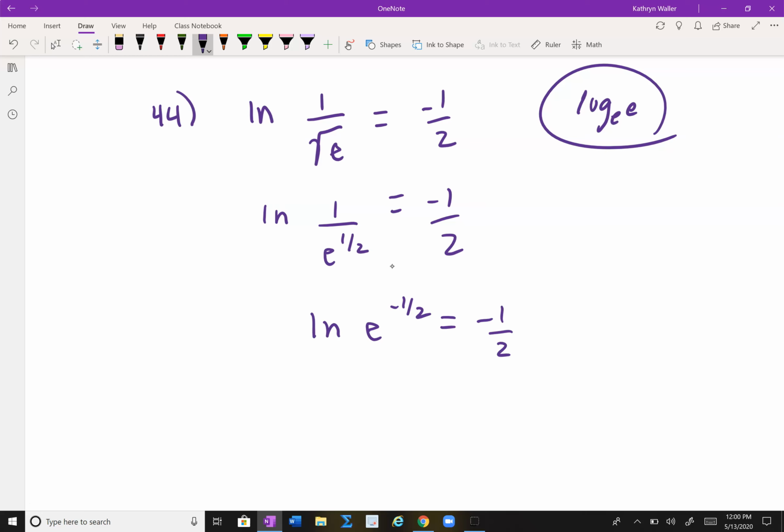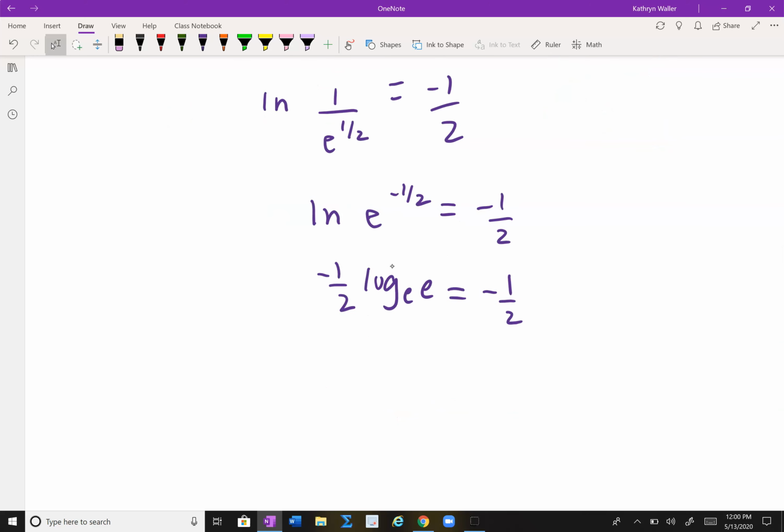Then I'm going to put it in front. So I have negative 1/2 log base e of e, which is negative 1/2. I could keep writing it as ln of e if I wanted to. It's the same thing. Log base e of e is a 1. 1 times a negative 1/2 is a negative 1/2. It's totally the same thing. So this is true. Okay.